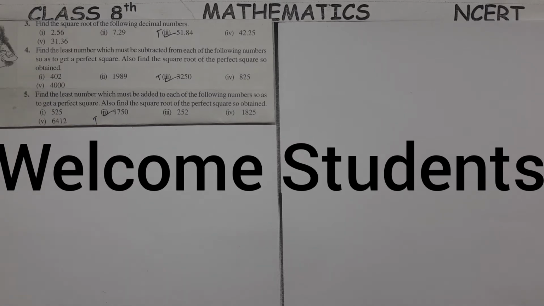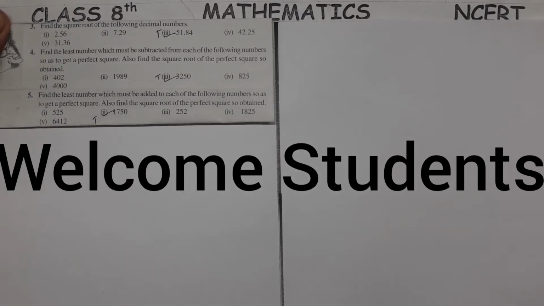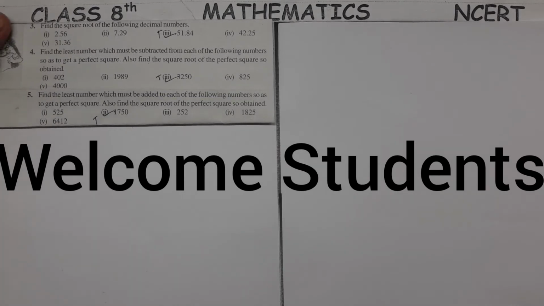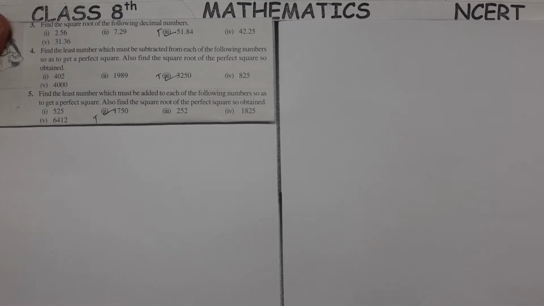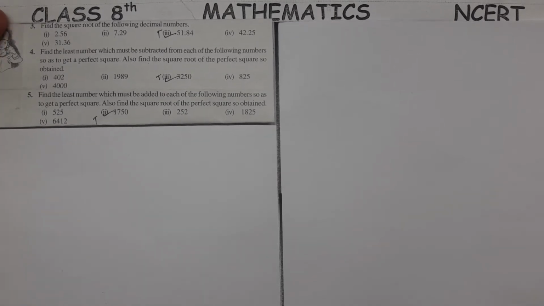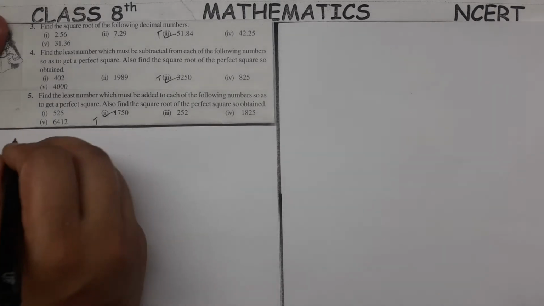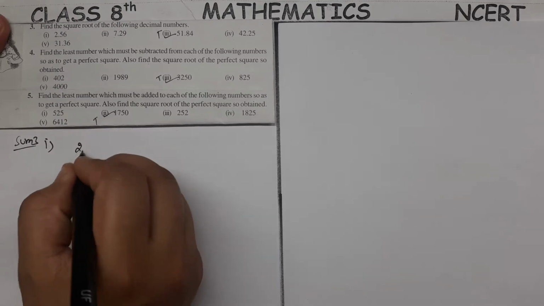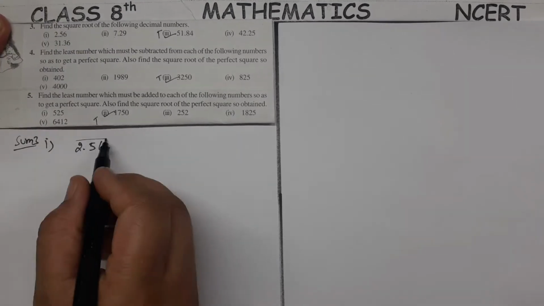Hello students, today we will continue Exercise 6.4, Chapter 6, Square and Square Root. Sum number 3: find the square root of the following decimal numbers. 2.56.